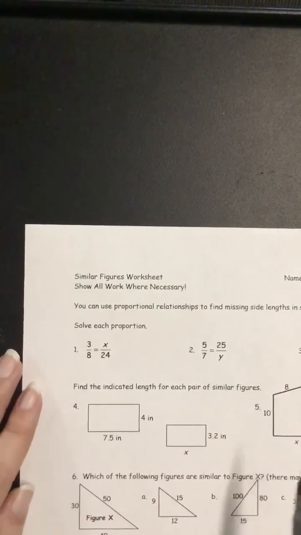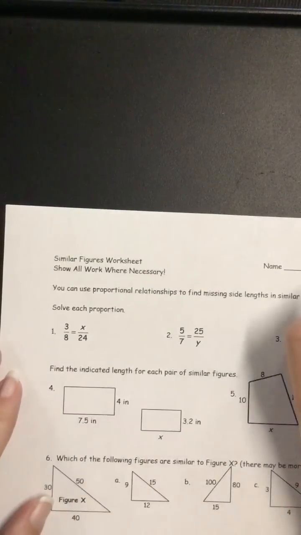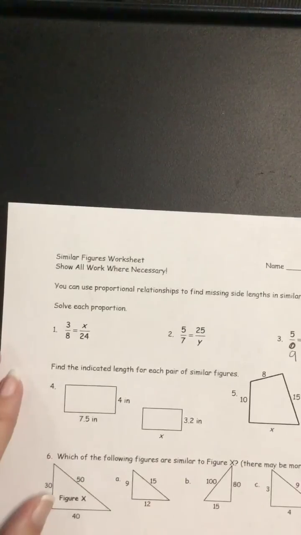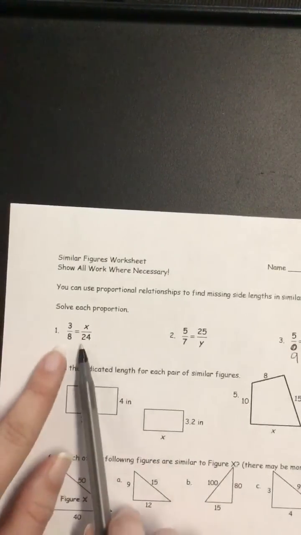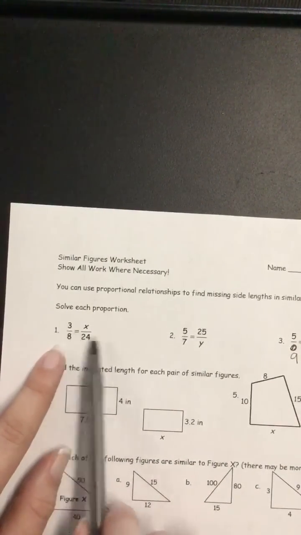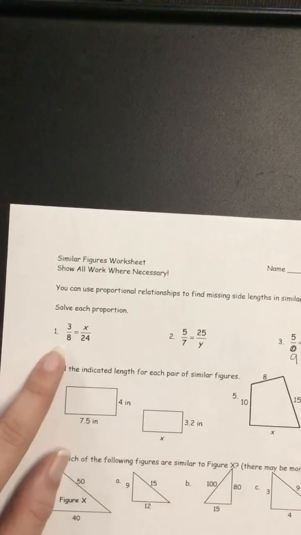All right, so the first thing you are to do is do numbers 1, 2, and 3, okay? These were proportions. This is something we did earlier in the year, and there are actually a couple of different ways you can solve these. If you look at number 1, you might notice that there's a relationship between the number 8 and 24. Raise your hand if you notice there's a relationship between the number 8 and 24.